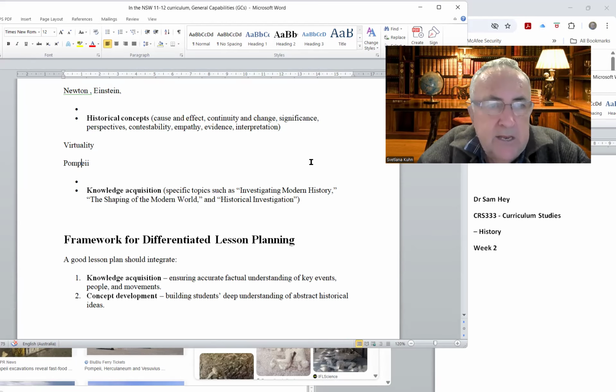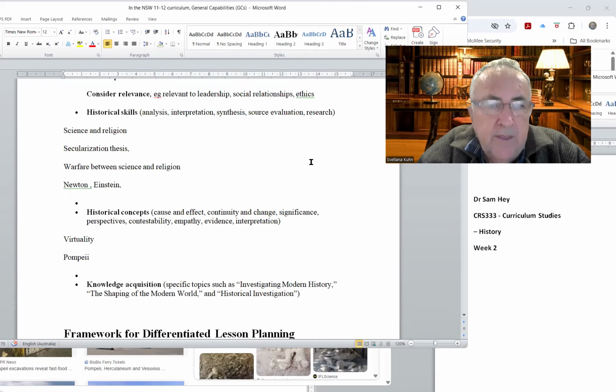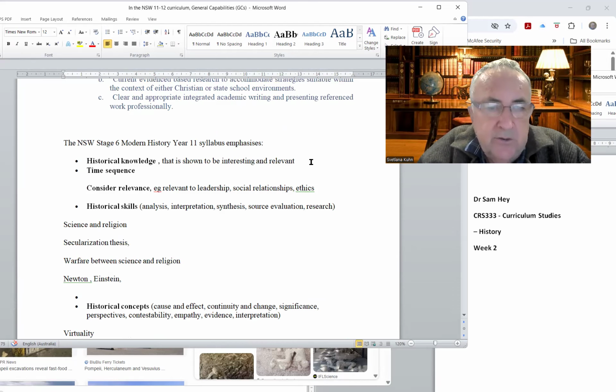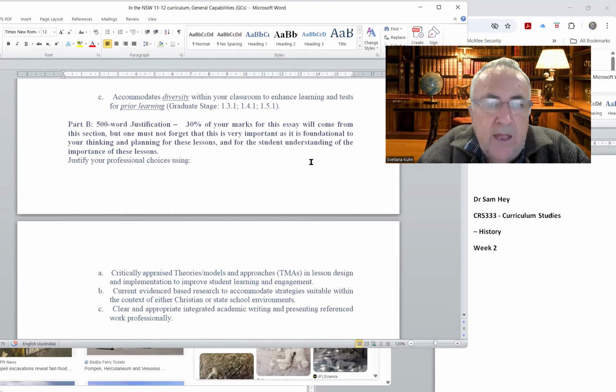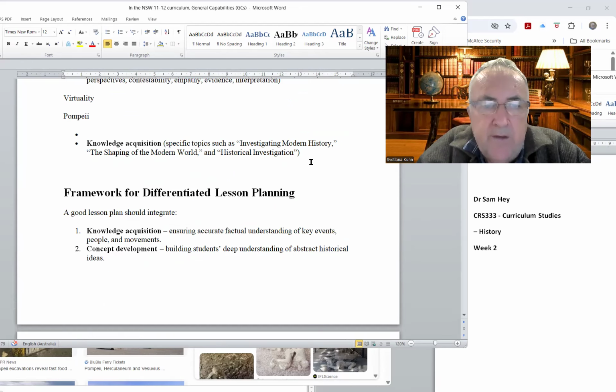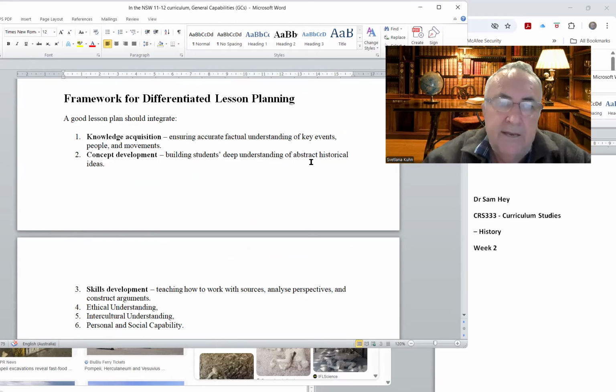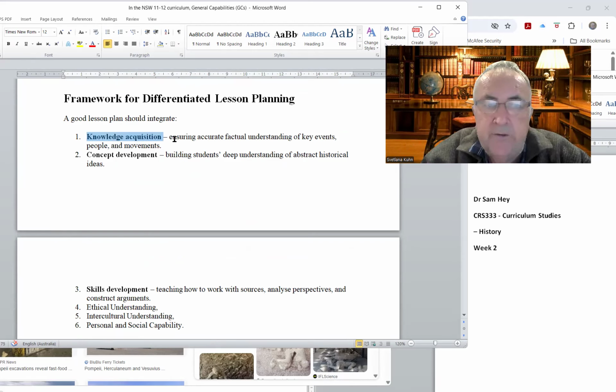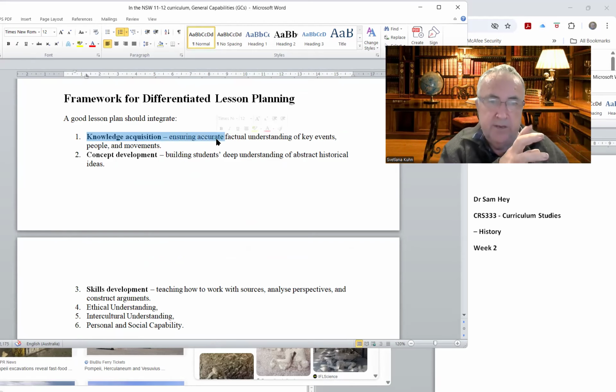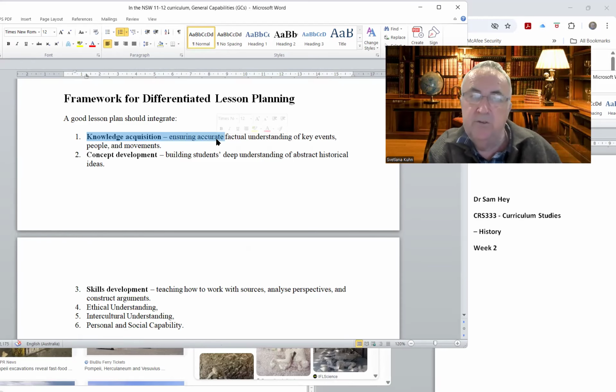So we're collecting knowledge, but we're also collecting and developing skills, and we're also developing other valuable aspects of the students' development that are going to be important in your lesson planning. So a good lesson plan should integrate a series of knowledge acquisitions. So there'll be a series of events pre the event, pre the Russian Revolution, French Revolution, during the event, primary sources, and after the event.